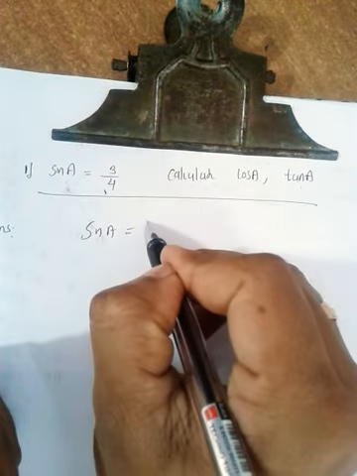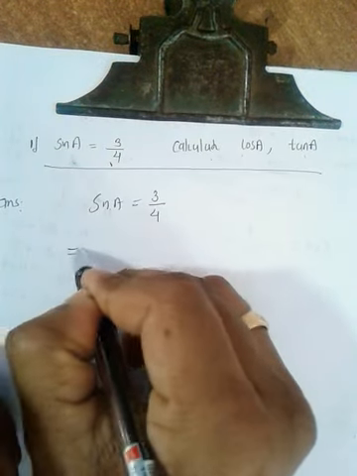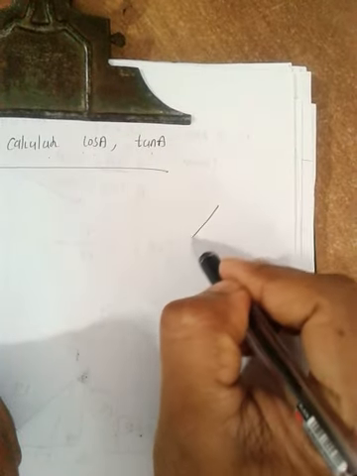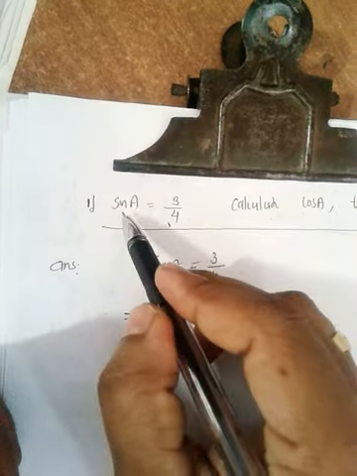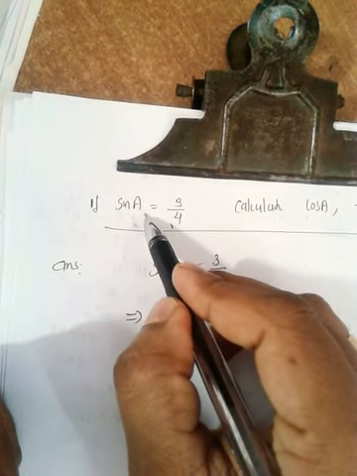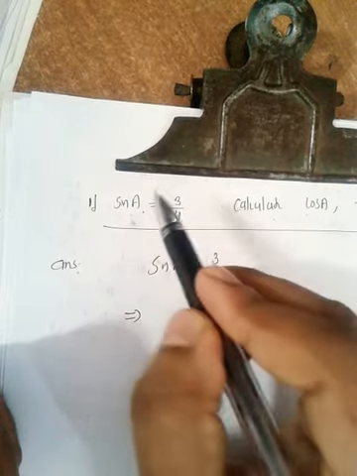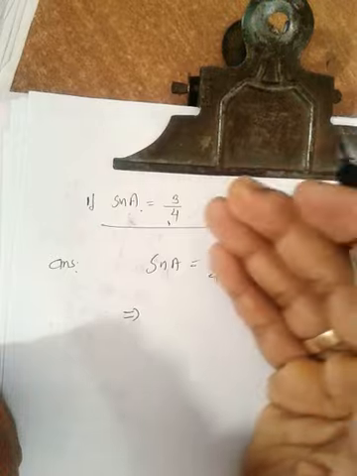So what is given? Sin A is given as 3 by 4. Okay, then let me draw a right triangle as I said. Here sin is applied on A. That means A should be an acute angle. Why? Because we usually apply trigonometric ratios to acute angles.